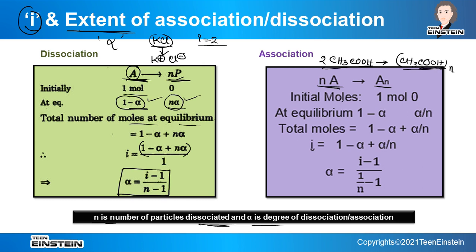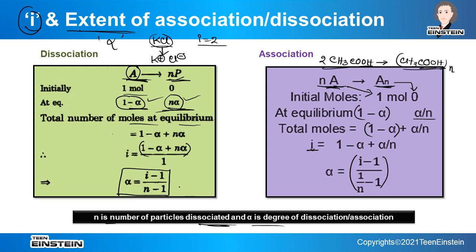So the initial moles of nA is 1 and for A_n it is 0. Then at equilibrium again it is 1 minus alpha, because we have considered alpha as the degree of association. So for each nA, that is when nA is converted to A_n, there will be alpha by n amount of A_n, because it is now decreased. In the previous case we multiplied n with alpha, but now it will be alpha by n. So it is the decreased value. So the total number of moles will be, simply add these two, 1 minus alpha plus alpha by n, and this is equal to i. So the relationship now is alpha = (i minus 1)/(1/n minus 1).